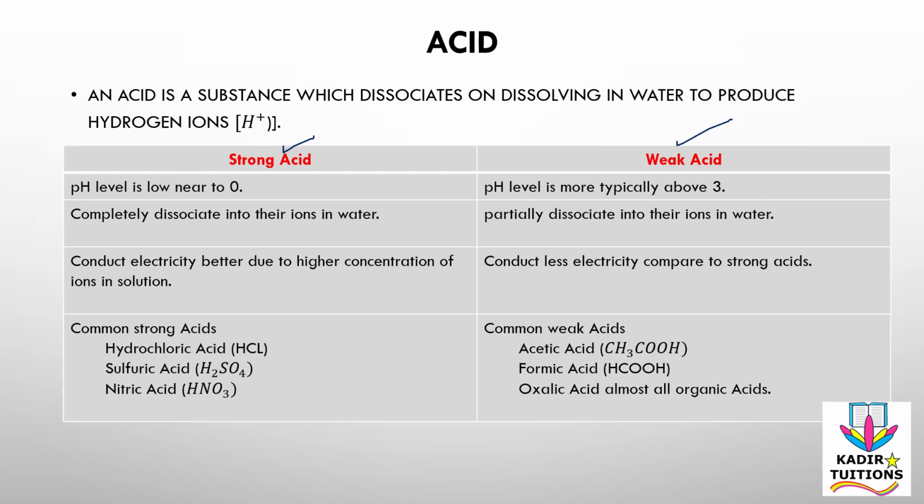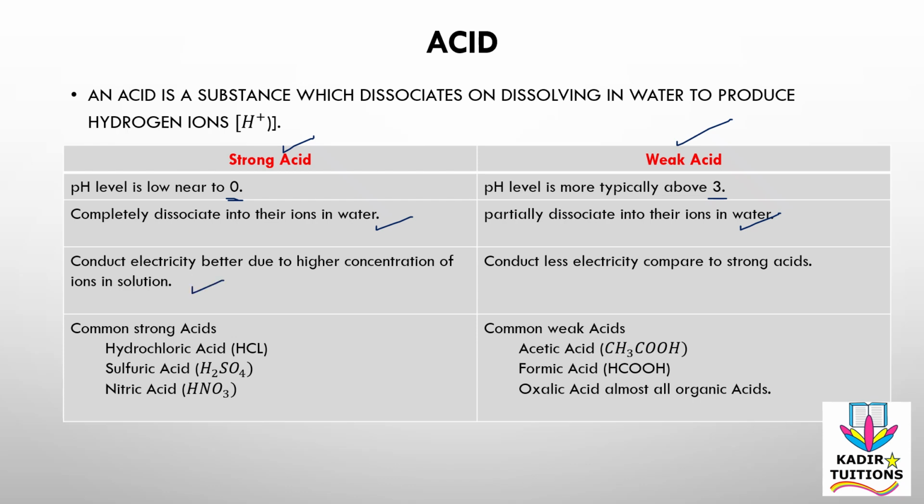If the pH is very low and near to zero, we can say it's a strong acid. And the weak acid is going to have a pH level mostly above 3 and up to 7. A strong acid completely dissociates into its ions. That means we will be getting more hydrogen ions after the substance is dissociated. But in a weak acid, it is partially dissociated, so the ions are going to be a little less in water.